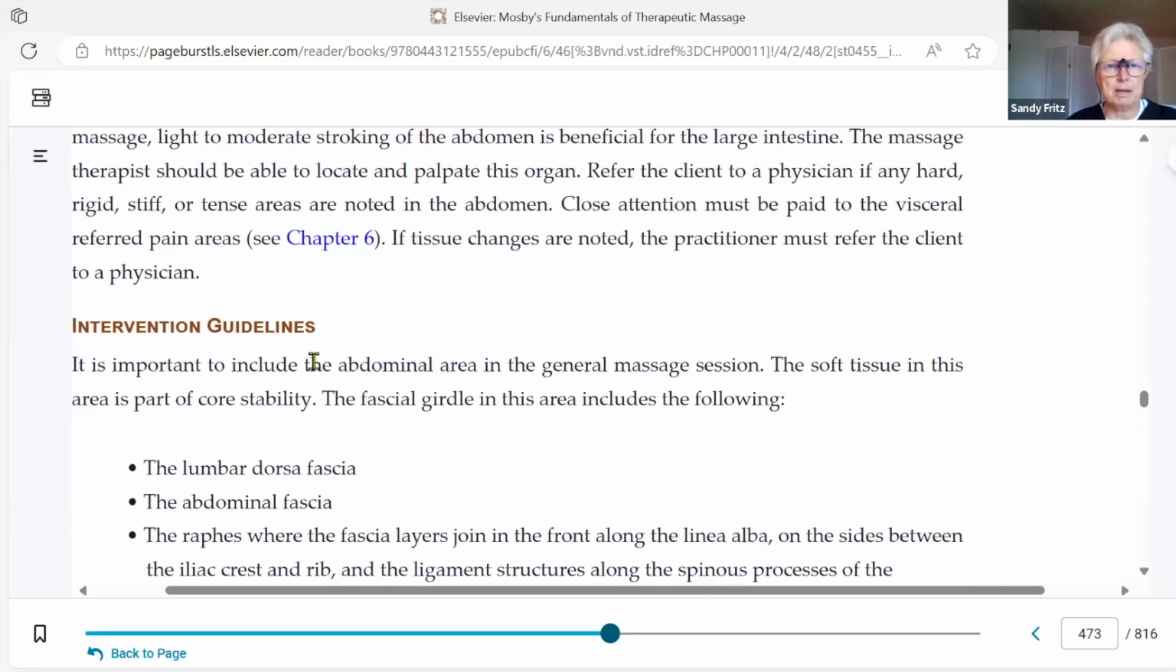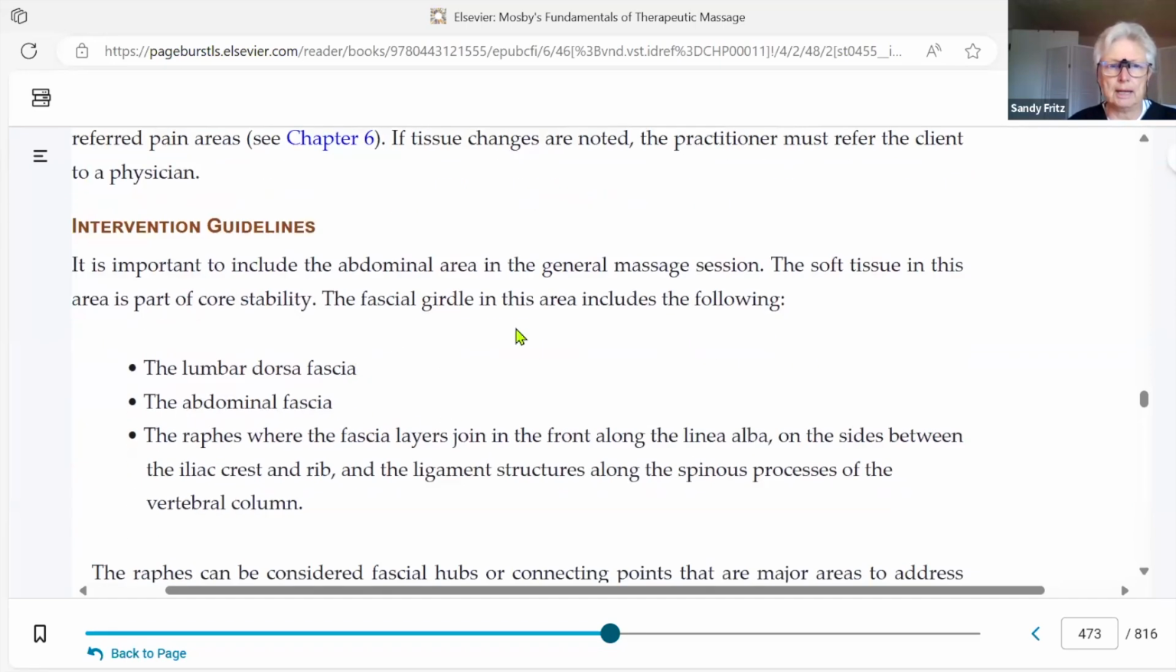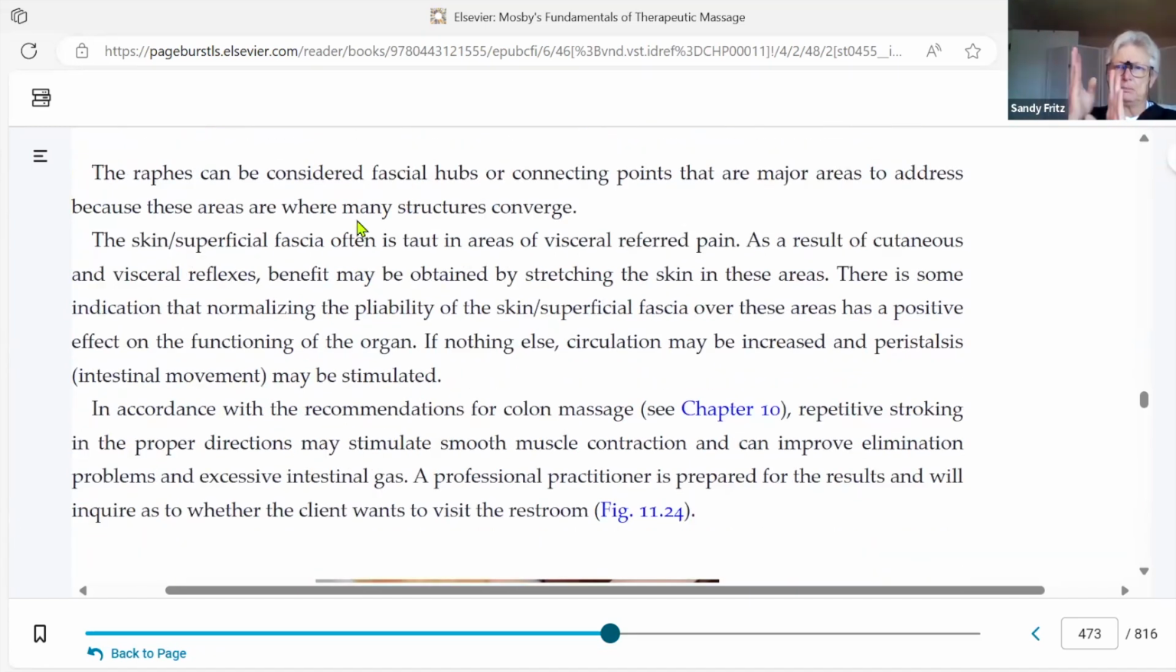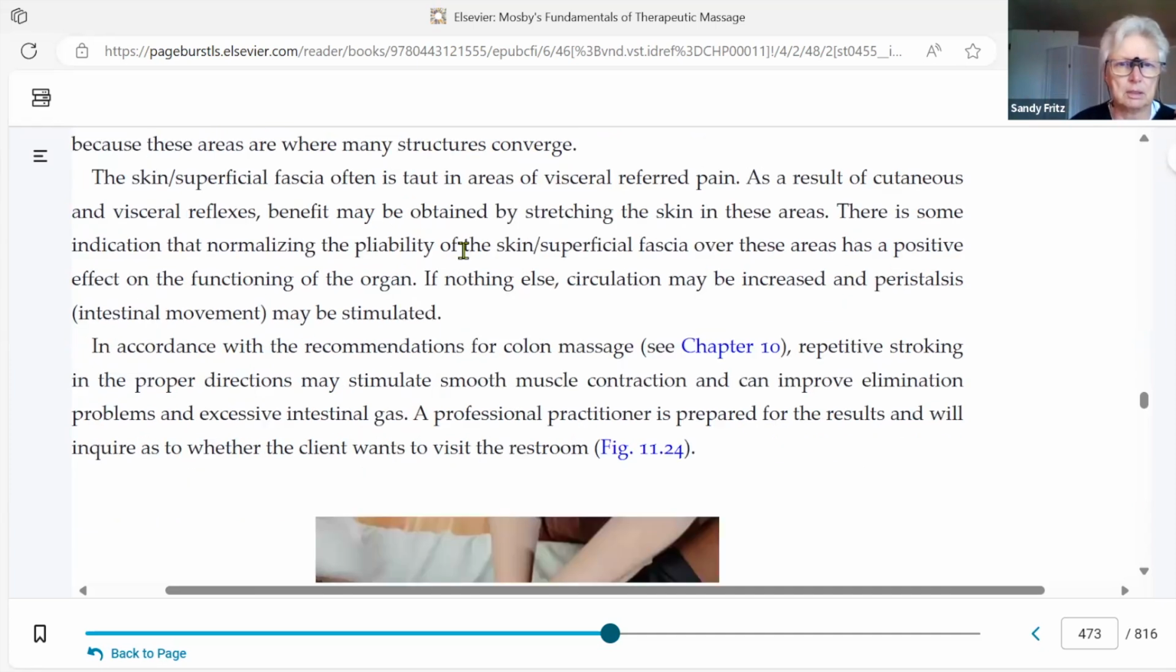So here we're talking about that important intervention guidelines around that whole thorax that I talked about. And the raphes are the seams and how the tissues come together and then disperse again, but they're really all one thing working together.